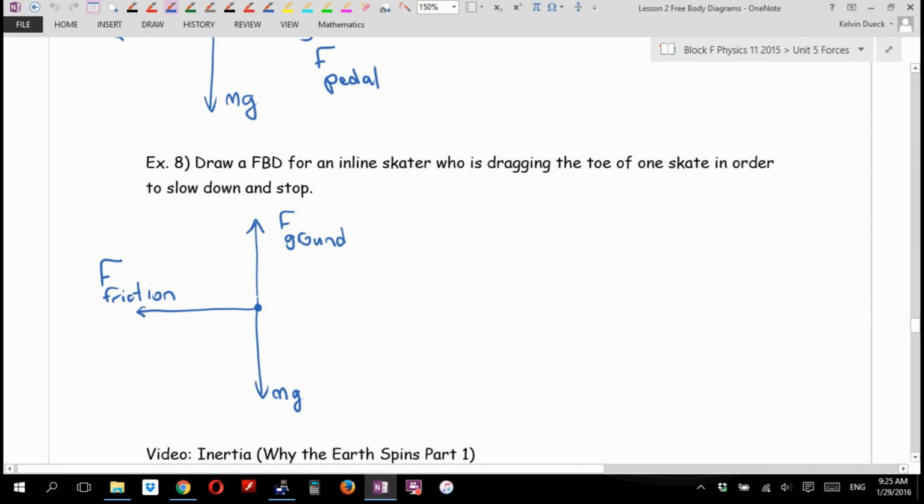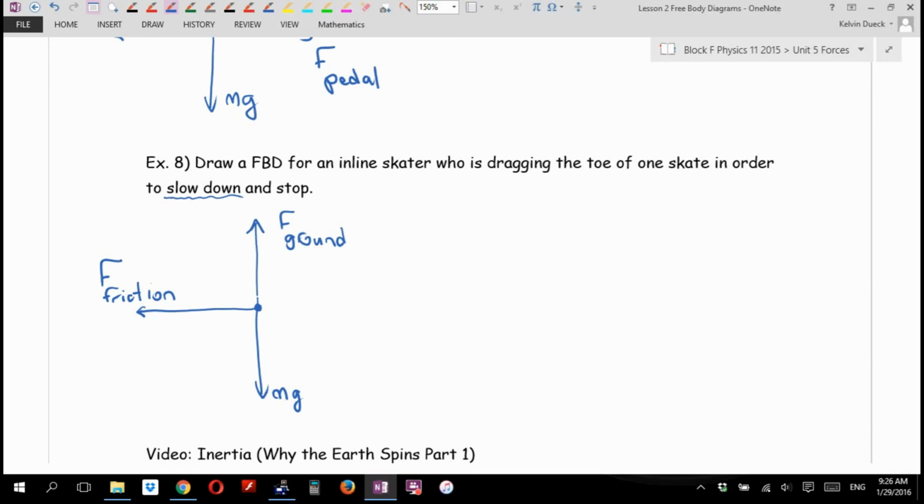Which direction is this skater rolling? To the right? I don't care about that. Here's what I care about. Which direction is this skater accelerating? What direction is this skater accelerating if it's slowing down? Left. Is it possible for that to have a net force pointing left? Yep. That's it. This bugs people. People want to say, well, no, the skater's moving forwards, there has to be a force forwards. No. It's not which way the skater is moving. It's which way the skater is accelerating. That's it right there. That will slow you.